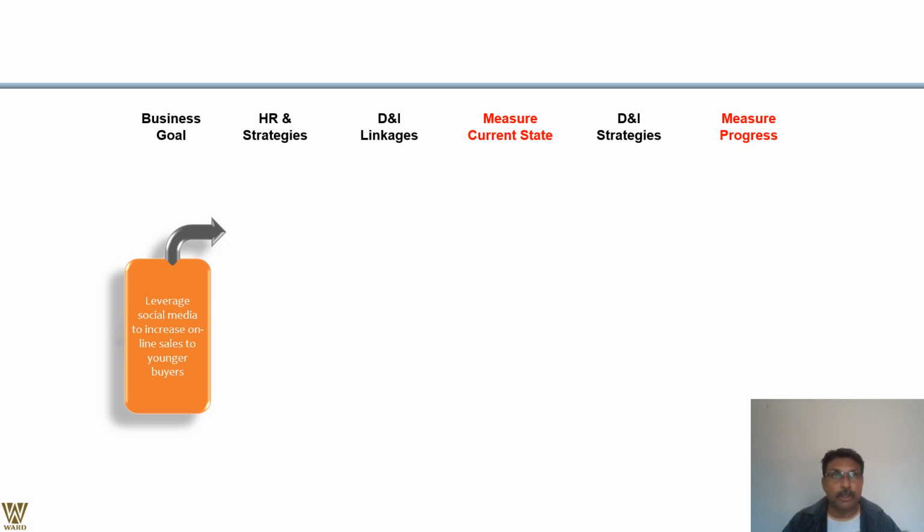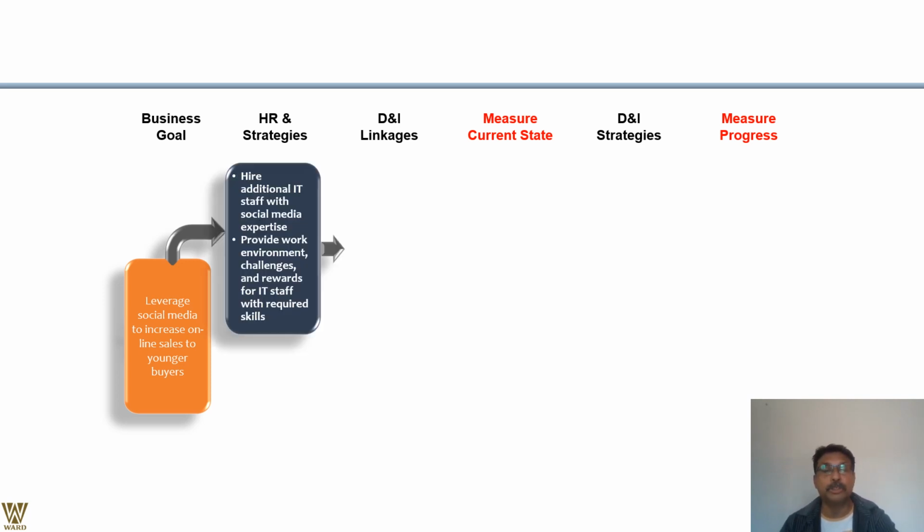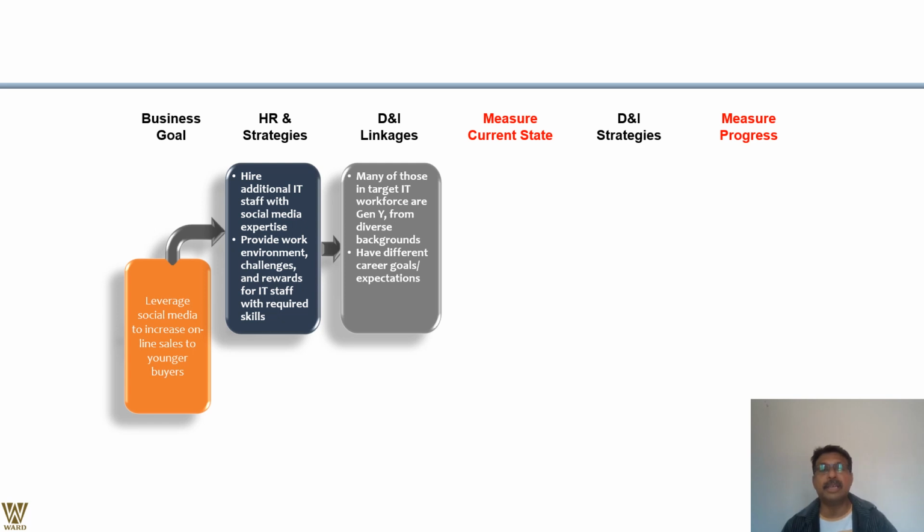with an accumulation or spread of word of mouth among the younger generations, both as an employee and as a consumer. Hire additional IT staff for social media expertise. Provide work environment challenges. Reward IT staff for the skills required. Many in the targeted IT workforce are Generation Y, the new generation, approximately 18, 19, 20, 21, 22. They come from different, diverse backgrounds. They have different career goals altogether. They have different expectations from their life.